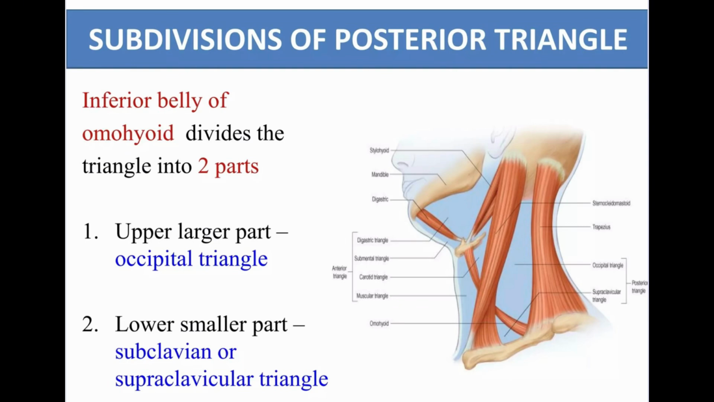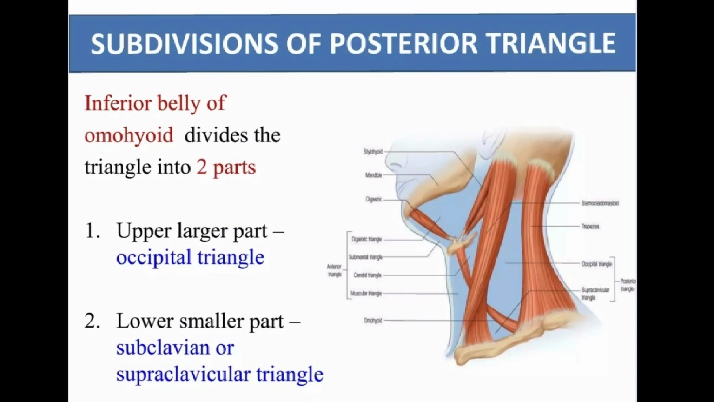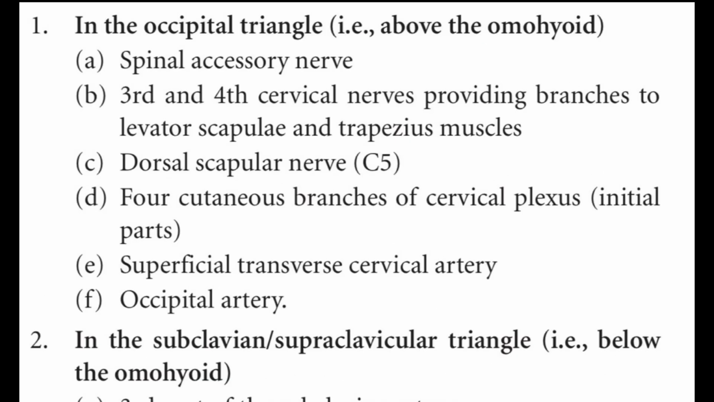Occipital triangle is much larger, and the subclavian triangle is below. So very, very simple. What are the contents? We have the introduction, we have the boundaries, now we have the contents. So we'll talk about the content in the occipital triangle, which is above the omohyoid, and the content in the subclavian triangle below the omohyoid. What are the contents above the omohyoid, which is the occipital triangle?